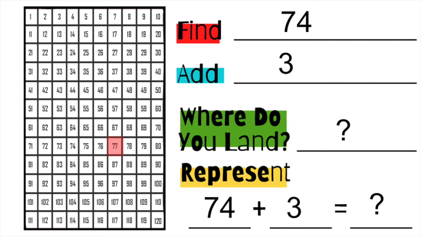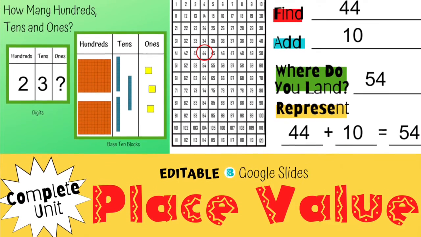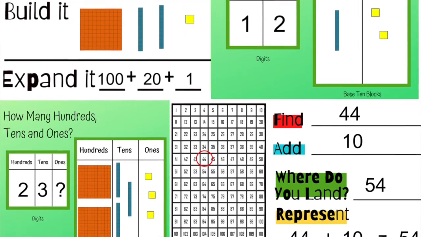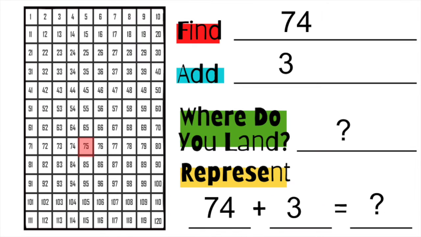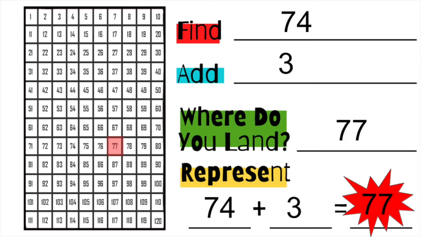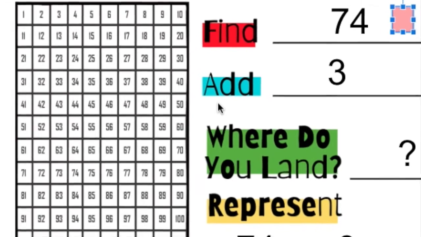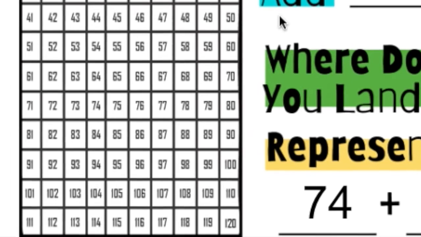You don't have to have our product to do what I'm about to show you, but it would be nice. This is our complete place value unit that operates on Google Slides. What I'm going to teach you today is how to make a GIF using Google Slides, and I'm going to show you on this example with a hundreds chart how we're going to show our work adding on this hundreds chart. It's actually a 120 chart.